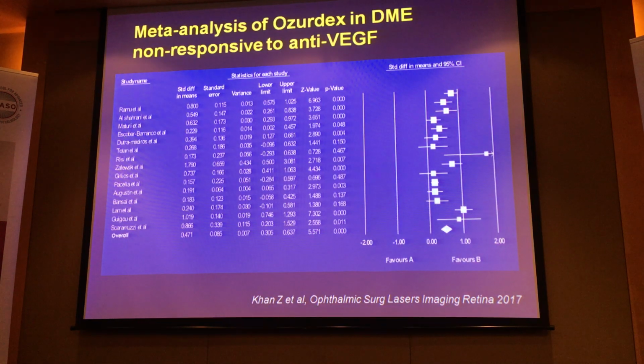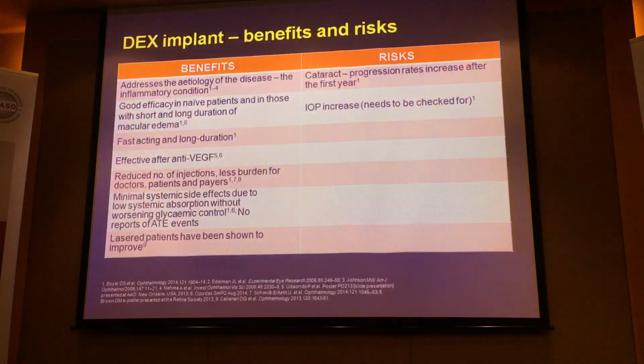Fortunately, most of them could be controlled with drops, so very few procedures were required. In the meta-analysis of Ozurdex for non-responders to anti-VEGF, you see that the majority of patients did not improve their vision a lot. They could dry the retina. But functionally, you don't get a significant improvement in vision, mainly because perhaps photoreceptor damage had already occurred. Maybe you waited too long to dry the retina. So there are obviously some benefits, but consider that the risks are also significant. Cataract, 60%. IOP rise, about a third of patients.